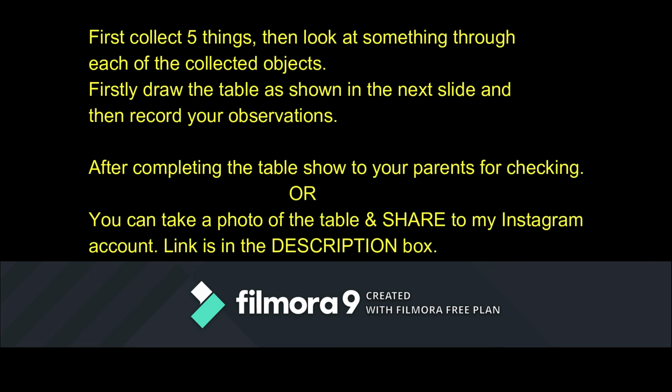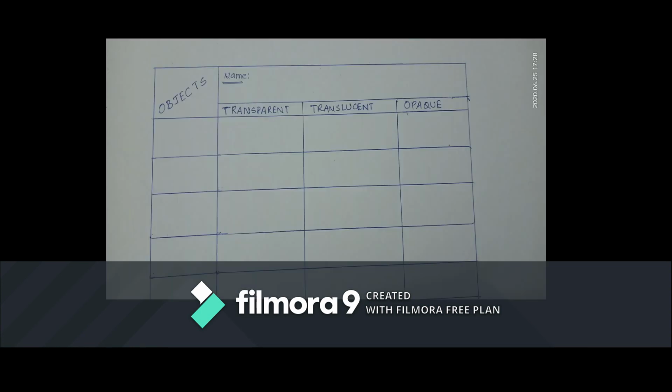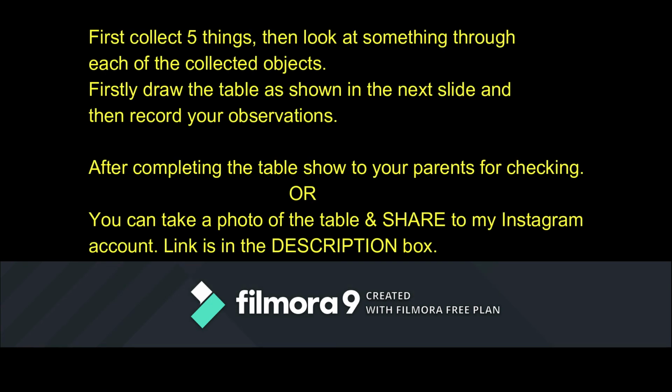Time for activity. First, collect 5 things. Then look at something through each of the collected objects. And then draw a table and record your observations as shown in the table. Then, after completing this table, show this table to your parents to check, or else you can take a photo of the table and share it to my Instagram account.